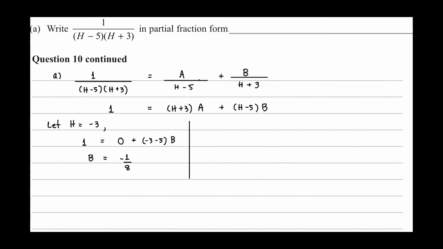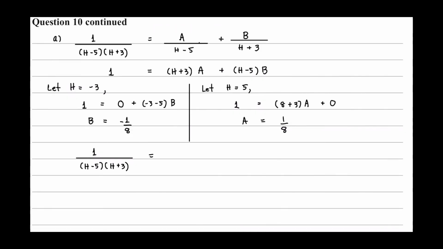That's for b. Now we can get rid of b in order to solve a by setting h equals to 5, 1 equals to 8 plus 3, a plus 0. That means a is 1 over 8. So the partial fraction form of this fraction is 1 over 8 times h minus 5 minus 1 over 8 times h plus 3. Now let's move to B.